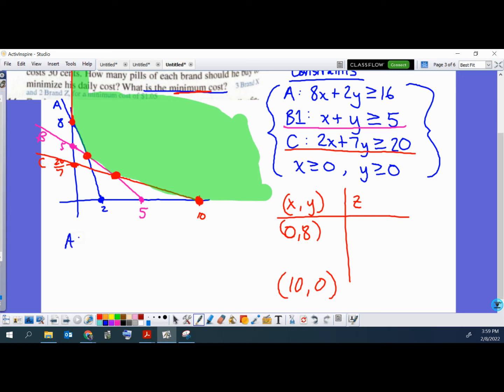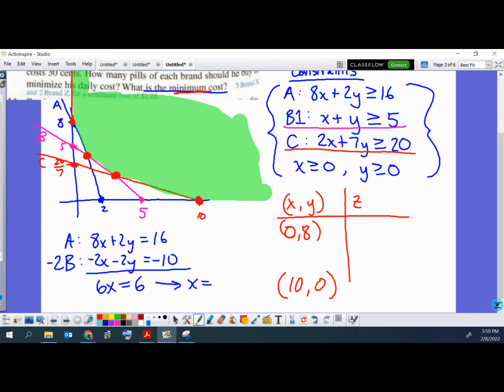I'm going to say equation A is 8x plus 2y equals 16. And then equation B, I'm going to do negative 2 times equation B. And I'll get negative 2x minus 2y equals negative 10, right? Just multiply everything by negative 2. Now I can add them together and I get a nice quick elimination. 6x equals 6 gives me x equals 1. And since B is one of those equations, that's an easy one to use. If x is 1, y is going to have to be 4 to make that true. So y equals 4. That's this intersection point right here, 1 comma 4. And so I will put that in my table here of corner points.